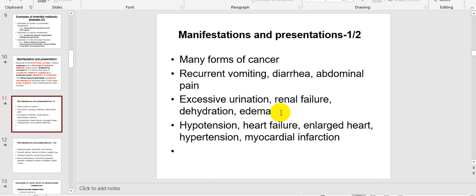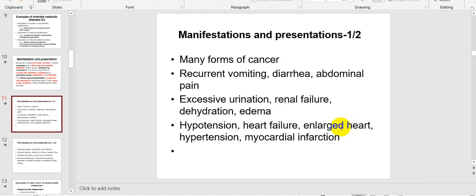There are some people also who, when they come into contact with some foods, get a reaction. Some of these are all inborn errors of metabolism. So let's continue. Hypotension is low blood pressure. Then heart failure, enlarged heart.